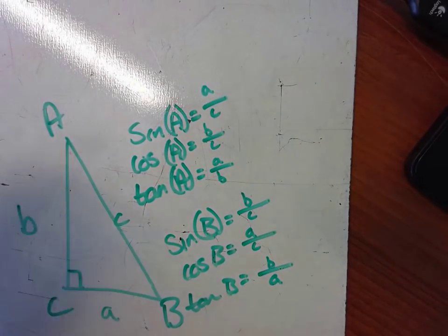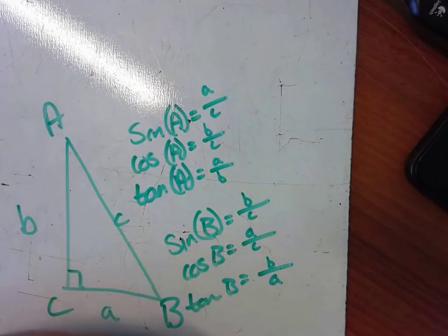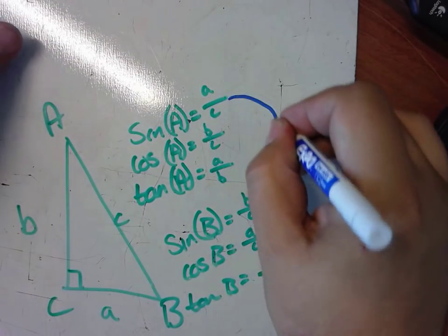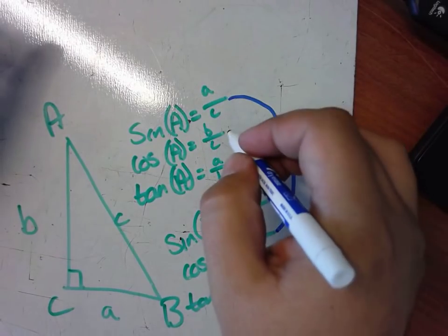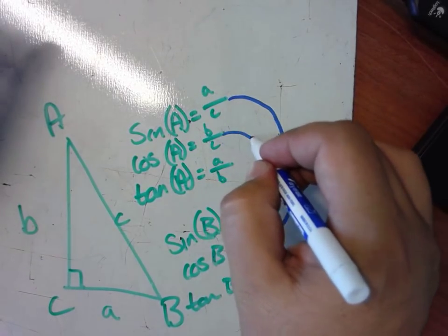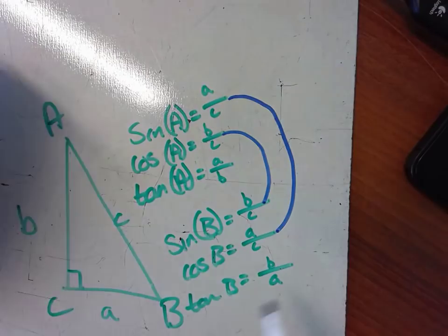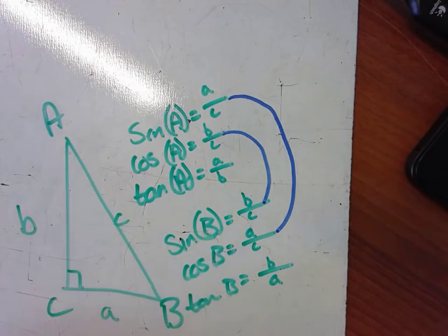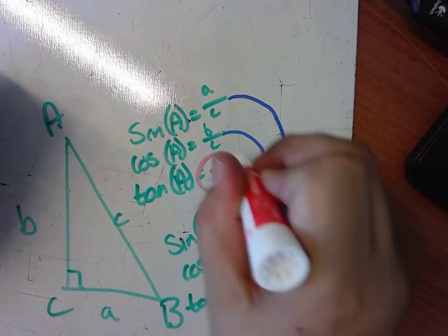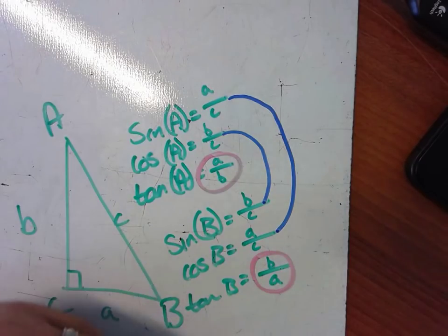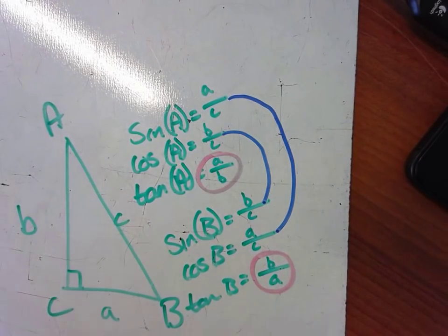They also wanted to know which ones are equal. Sine of one angle is equal to the cosine of the other one. So sine of A is equal to cosine of B. Cosine of A is equal to sine of B. And your tangents, remember your tangents are not equal. Your tangents are reciprocals of each other. The fraction has just been flipped.